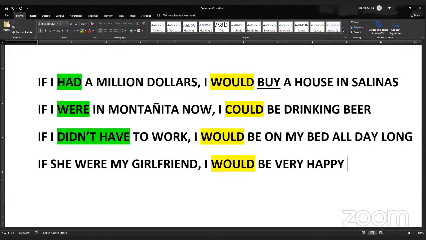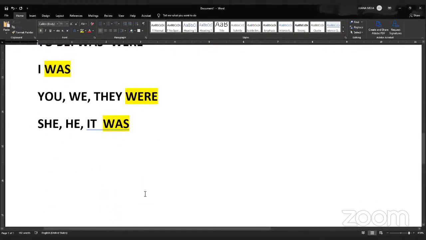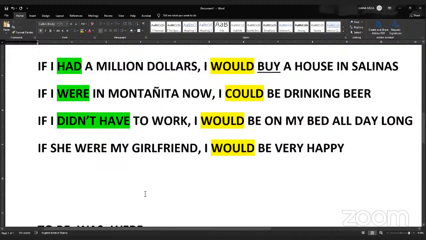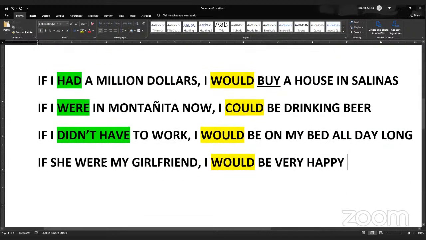Si usted conjuga el verbo to be de forma normal, es así. I was, you were, or she, he, it was. But in the second conditional, we use this, were. If I were you, or if she were my girlfriend, that's the way.